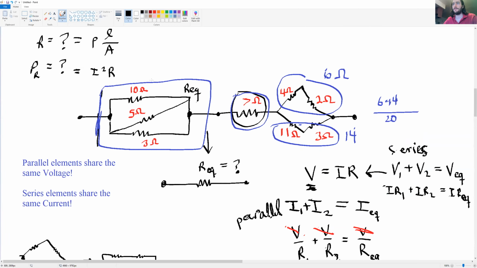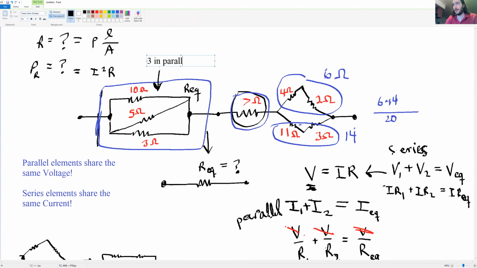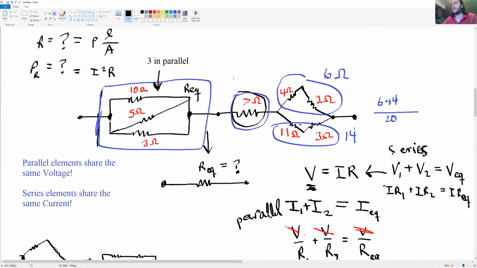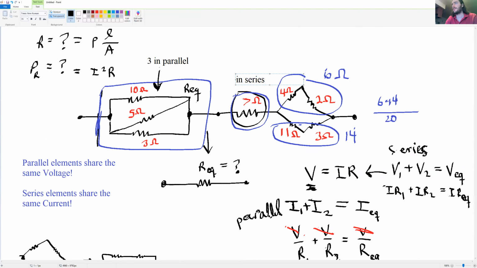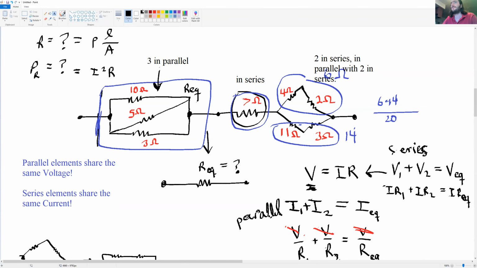Let's go through the process again. We have 3 in parallel here. Let's do this. 3 in parallel. Okay, that's going to be in series. And then here we have 2 in parallel. Oh, sorry. It's 2 in series with, in parallel, in parallel with 2 in series. Okay.